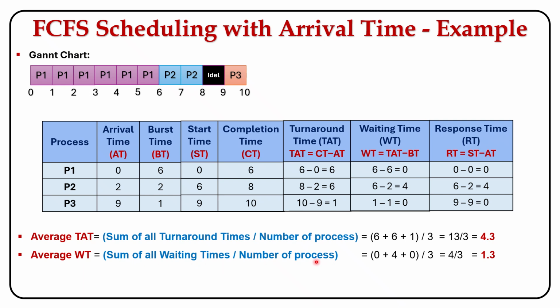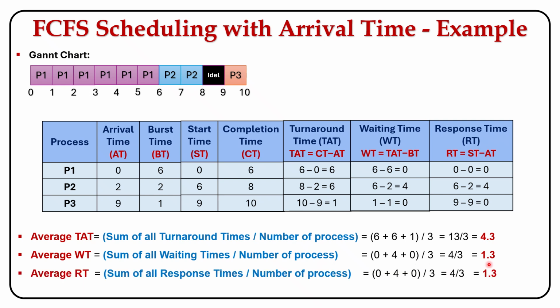Next, we can calculate the average waiting time using the formula sum of all waiting times divided by number of processes. We know the waiting time for the process P1, that is 0, for process P2 is 4, and for process P3 is 0. So by substituting in the formula, we get 0 plus 4 plus 0 divided by 3 is equal to 1.3.